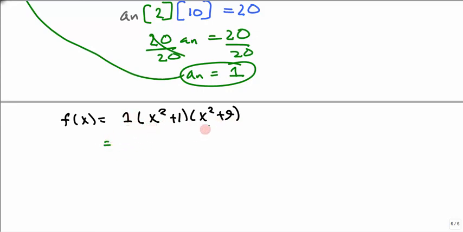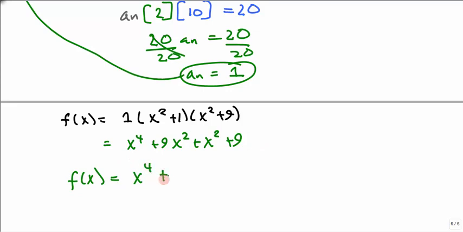And I FOIL this out and I get x to the 4th plus 9x squared plus x squared plus 9. And again, if this was a 2 or something out front, I'd multiply it through. But I'm going to go ahead and combine my like terms. X to the 4th plus 10x squared plus 9. Now this is the final solution.